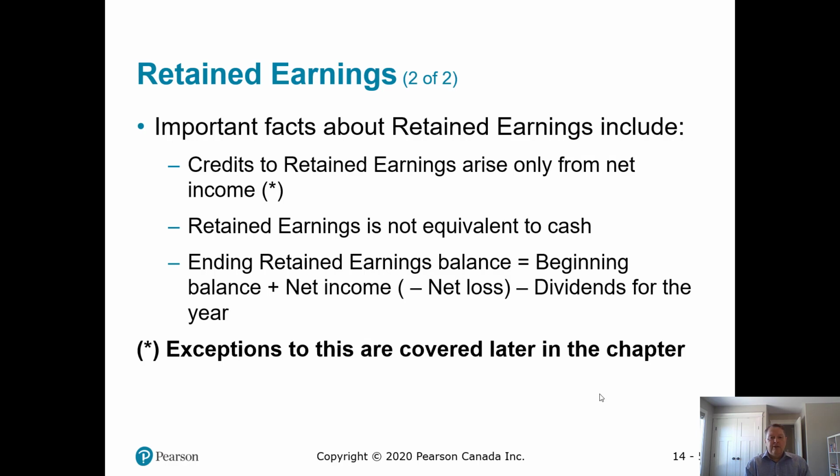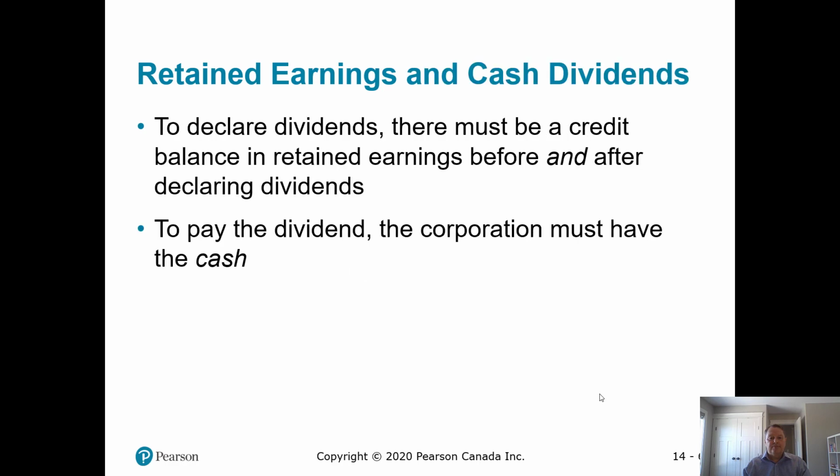Now, ending retained earnings is a simple formula. The beginning balance, just like we saw in partner's capital, it's whatever the capital was to begin with. In this case, it's the retained earnings we had at the end of last year as the beginning balance. We add to it net income or deduct any net losses we have in the year, and we reduce it for any dividends that we have in the year. There's a couple of minor exceptions, but you're going to see about those later in the chapter.